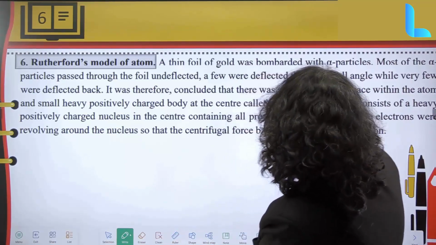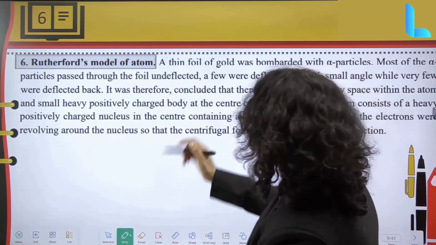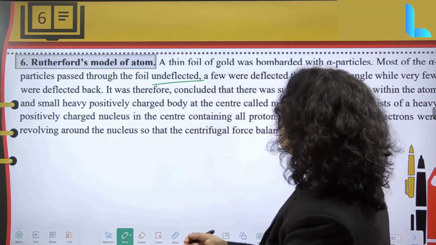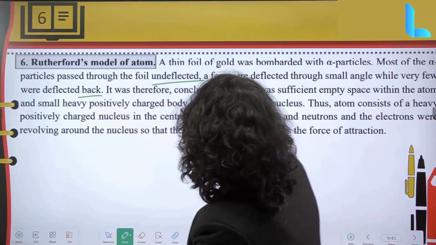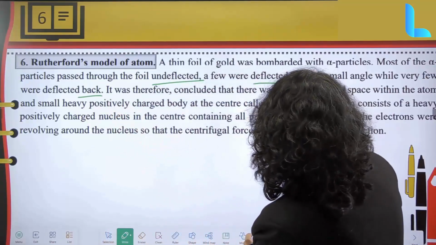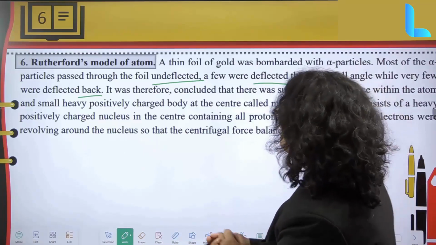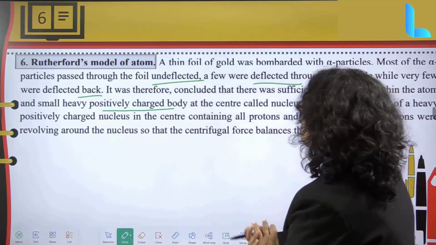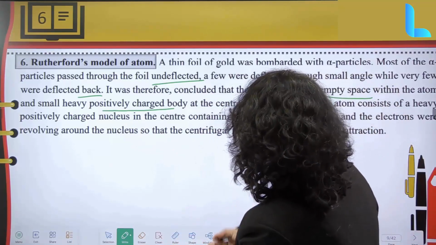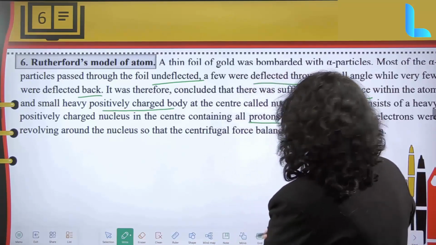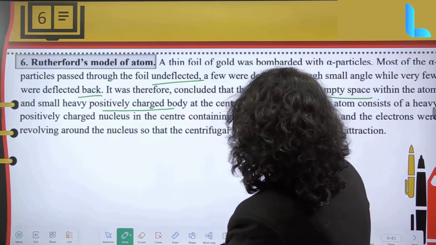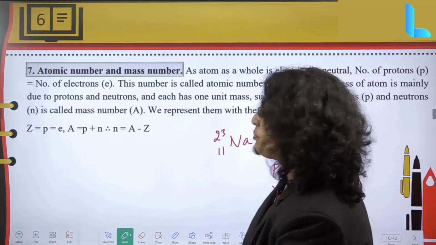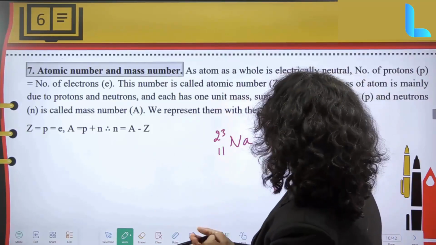So a thin foil of gold is bombarded with alpha particles. Most of the alpha particles pass through the foil undeflected. A few were deflected at a small angle, while very few were deflected back. So, 3 types of observation. The conclusion is that there is sufficient empty space within the atom, and a small, heavy, positively charged body at the center called the nucleus. The atom consists of a heavy positively charged nucleus in the center containing all the protons and neutrons, and the electrons revolve around the nucleus. The centrifugal force balances the force of attraction. Electrons are very light particles. So now we are talking about atomic number and mass number.